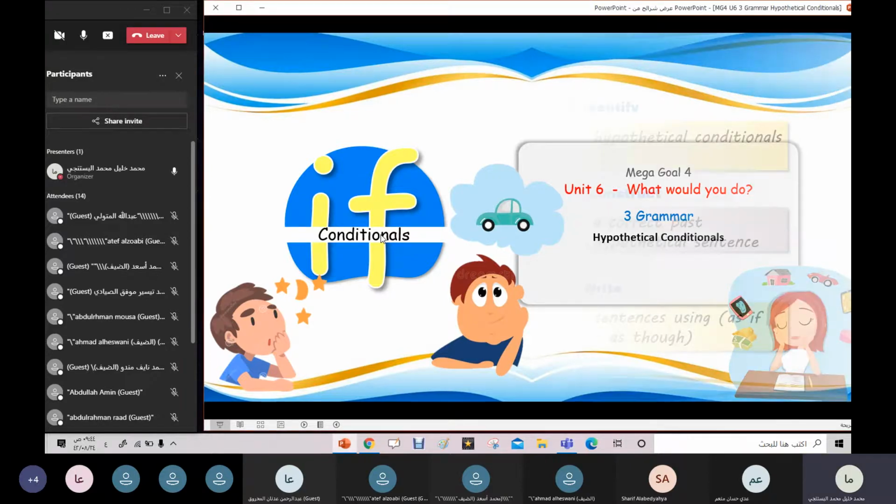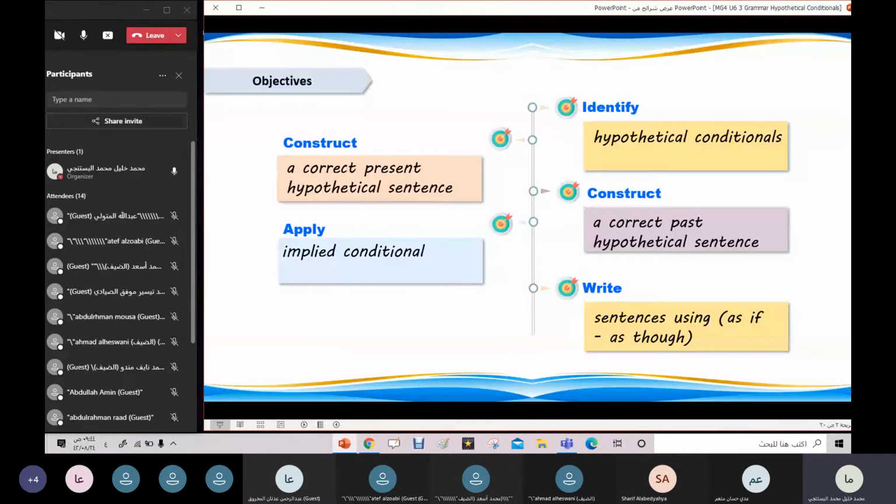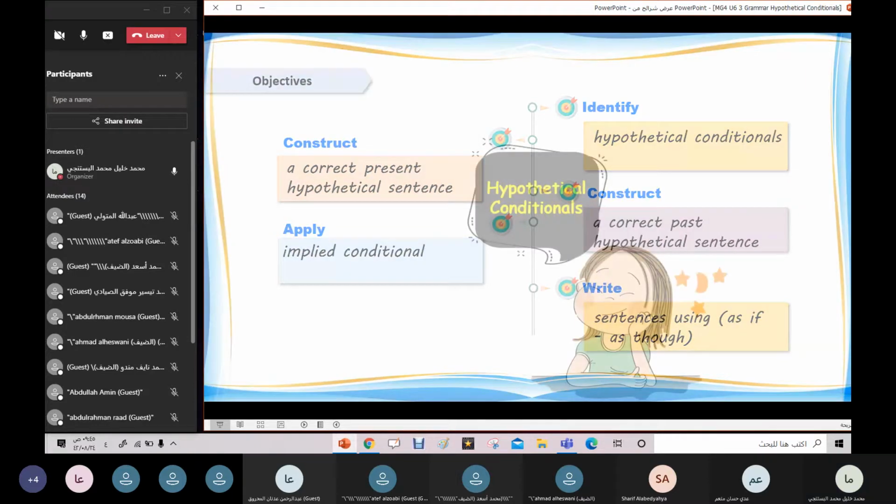As usual, here we have the objectives: to construct a correct present hypothetical sentence, to apply implied conditional sentences, to identify hypothetical conditionals, and to construct a correct past hypothetical sentence, to write sentences using as if or as though.